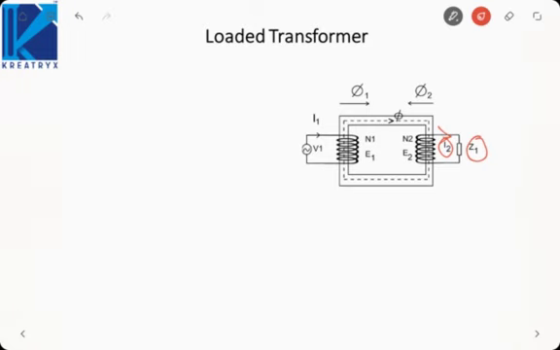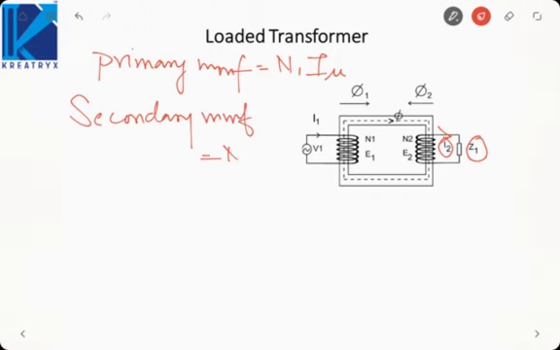Okay. So earlier, the primary MMF under no load condition was N1 into I mu. Now what happens? Secondary MMF also comes. Secondary MMF is N2 into I2. This secondary MMF tries to reduce the primary flux. So to oppose that, the primary winding draws an additional current. It asks the supply for an additional current to cancel this secondary flux or the secondary MMF.